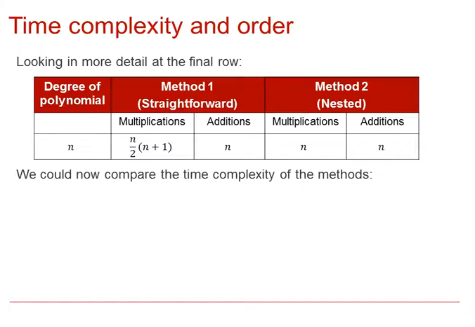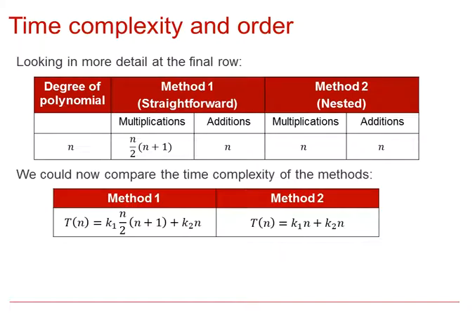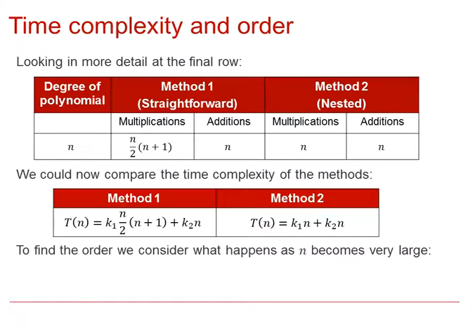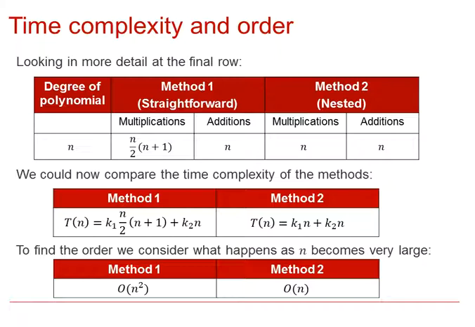If we look in more detail at that final row, we could now compare the time complexity of the methods. So, where K1 and K2 are constants associated with the amount of time required for a multiplication or an addition, then to find the order, we consider what happens as n becomes very large. Then the highest order of n will dominate.